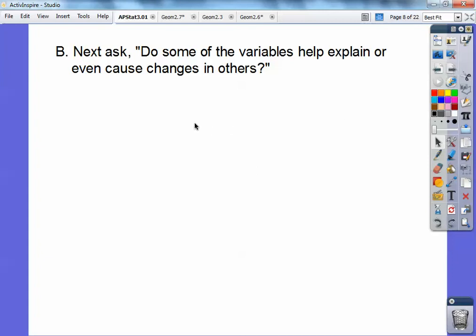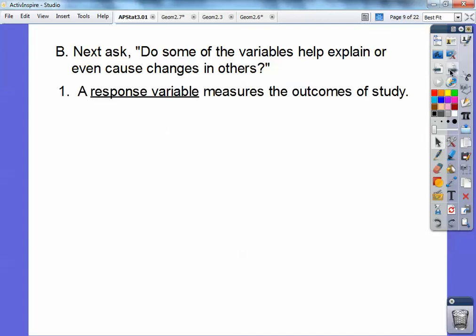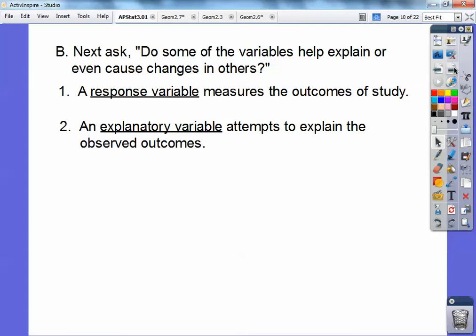So if they help explain, they're called explanatory, and if they don't, then they are called a response variable. So a response variable measures the outcome of the study. All right, and then an explanatory variable attempts to explain the observed outcome, so explains the responses. So for example, the more I eat, the heavier I get. How's that? So the more I eat would be explaining my weight, and so my explanatory variable would be how much I would eat, and my response variable would be how much I gain in weight.